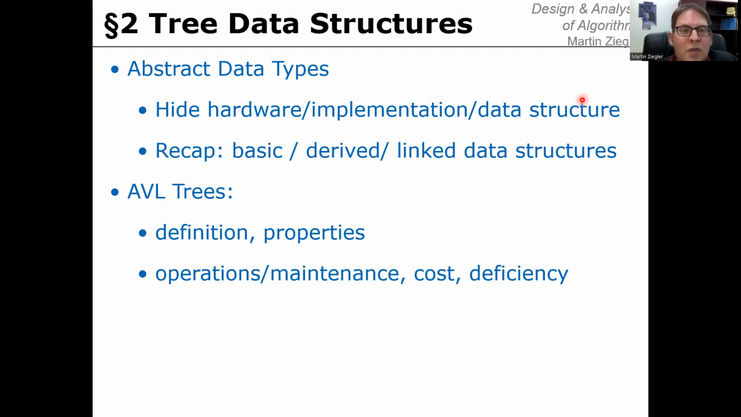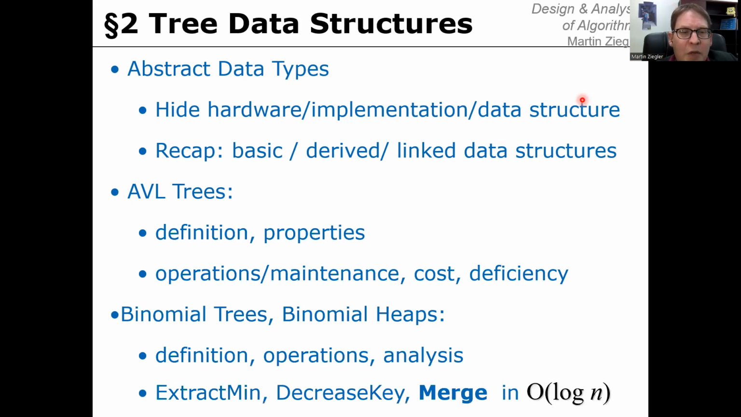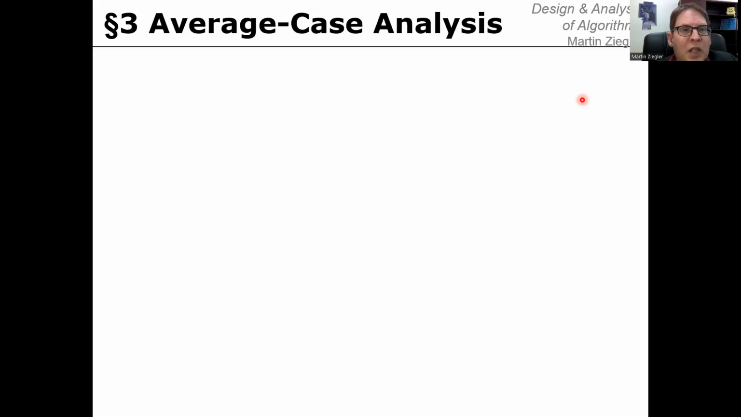And we'll talk about algorithms on AVL trees, ways of implementing the operations on AVL trees, maintaining the AVL property, the algorithmic cost of these operations, and the deficiency of AVL trees that motivates us to then look into binomial trees and binomial heaps. Definition of binomial trees and binomial heaps, operations on binomial trees and binomial heaps, and analysis of algorithms that operate on binomial heaps, in particular the extract-min operation, decrease key operation, and the merge operation, all in worst case logarithmic running time. Now, having covered the worst case, then in chapter 3, we'll proceed into average case analysis.